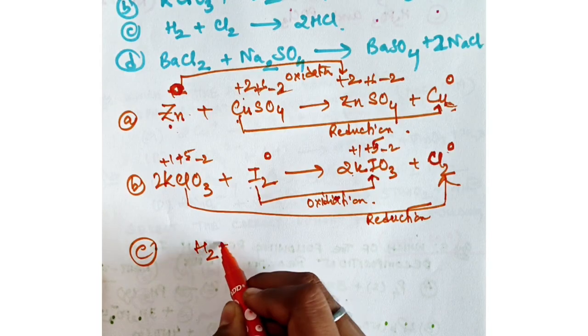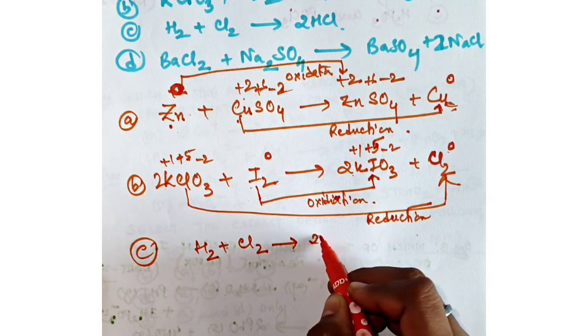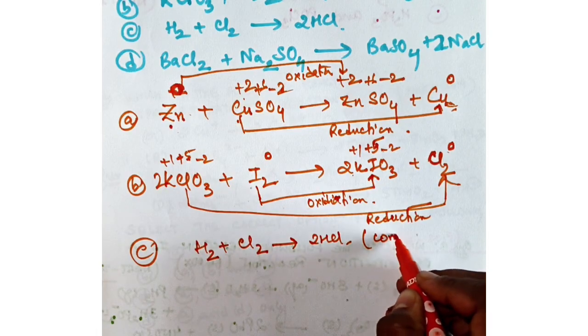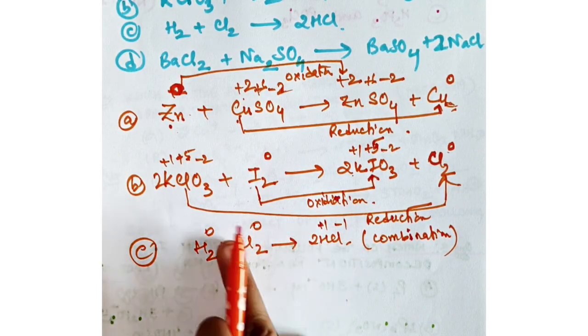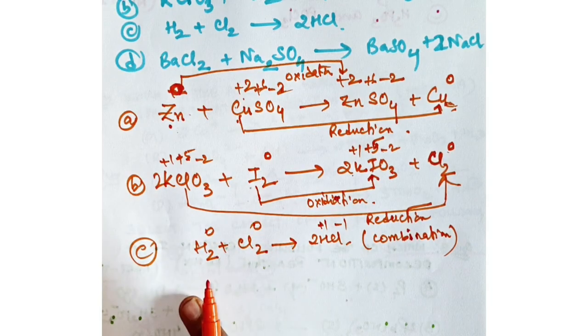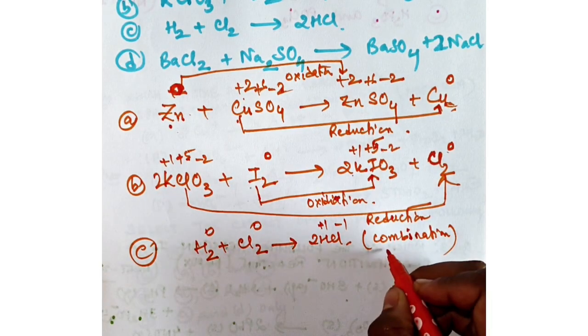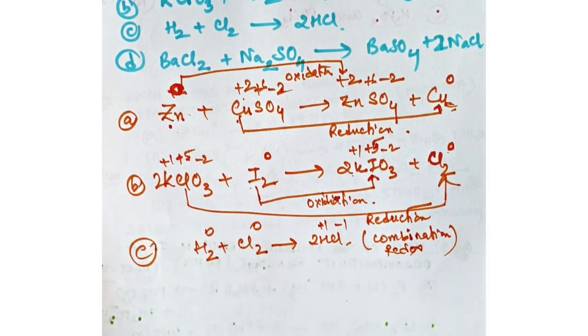Now H2 plus Cl2 gives 2 HCl. This is a combination reaction. This is 0, this is +1, this is -1, so the oxidation numbers of the atoms are changing. Hence this may be a combination reaction, but still it is a redox reaction.